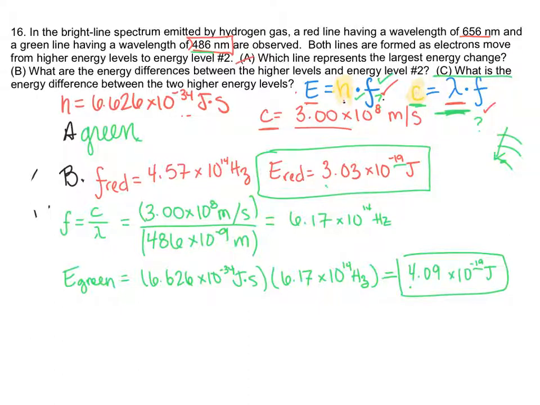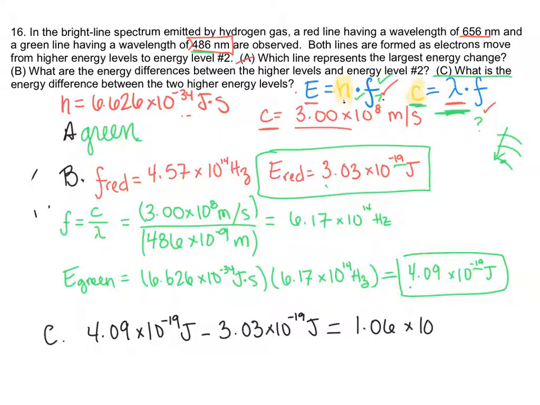Just subtract it. So for part C here, let me change colors. You're just going to subtract your energies. So you're going to have 4.09 times 10 to the negative 19th joules minus the 3.03 times 10 to the negative 19th joules. And that should get you 1.06 times 10 to the negative 19th joules. So whatever energy levels these two fell from, this is the amount of energy between those two levels. We don't know what two levels necessarily that they started at, but this is the difference between those two levels.